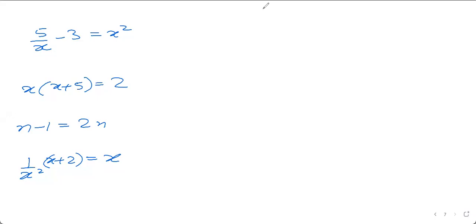Which answer will it not be? Look at the third option. N minus 1 equals 2n. The maximum power of n is 1. So this is definitely not a quadratic equation. You eliminate that.